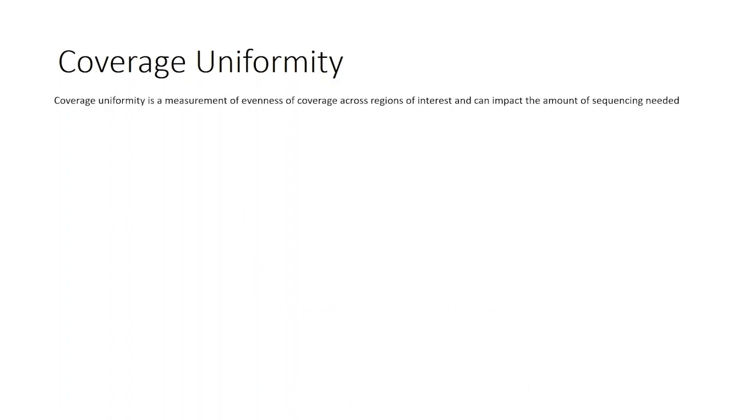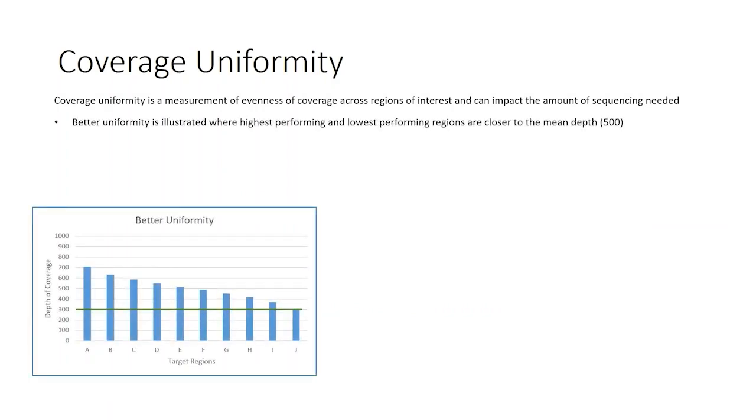The next one is coverage uniformity. Coverage uniformity is a measurement of evenness of coverage across regions of interest and can impact the amount of sequencing needed. Better uniformity is illustrated where the highest performing and lowest performing regions are closer to the mean depth. Here I'm showing an example of a better uniformity plot. The highest performing region is region A at 700 depth of coverage. Region J is at about 300x depth of coverage. The green line denotes where you want to be. This is your minimal depth of coverage requirement. You can see the lowest performer is at that 300 depth level.